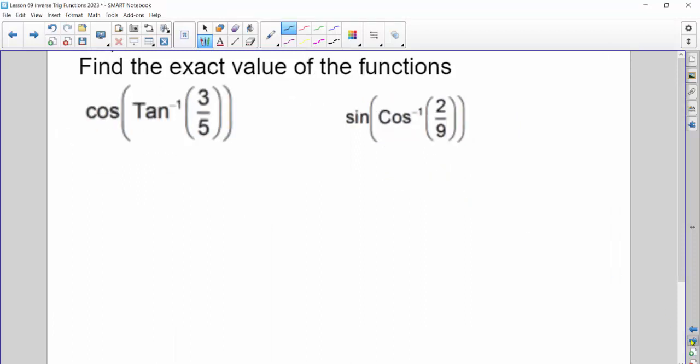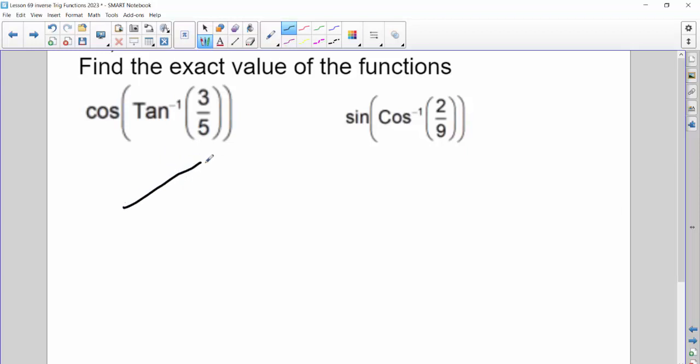So as I told you before, we can also do these without a calculator. We just have to look at it in a different way. Again, I have the same type of problem. I have numbers that aren't unit circle numbers. So listen to the way I'm expressing this. I need to find an angle whose tangent value is 3/5, or whose y over x value is 3/5.